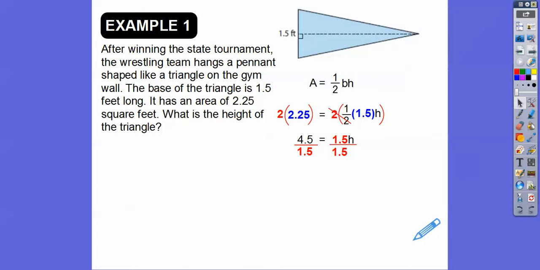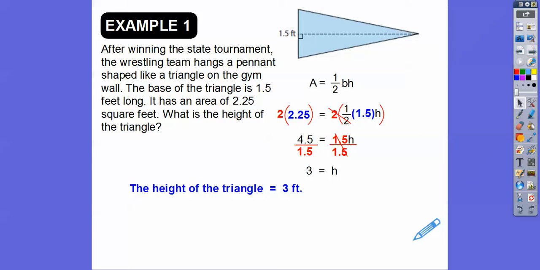1.5. I know 1.5 times 2 is 3, so if we add another 1.5, that'll get us that 4.5. I don't know if you understood what I just said, but anyway, 4.5 divided by 1.5 is going to be 3 right there. So the height of that triangle is going to be 3 feet.